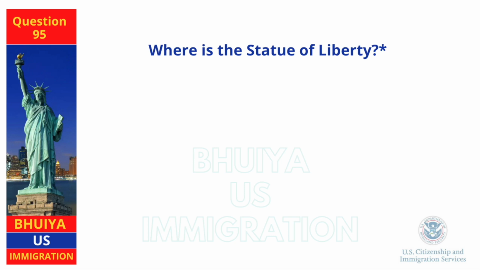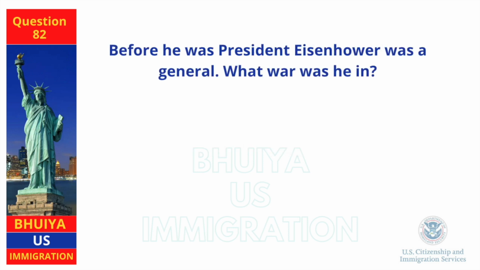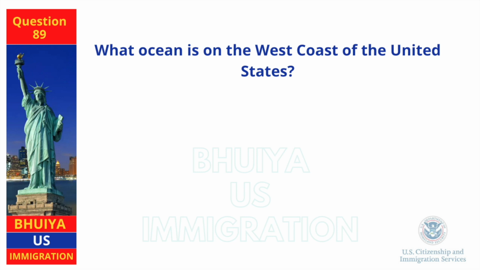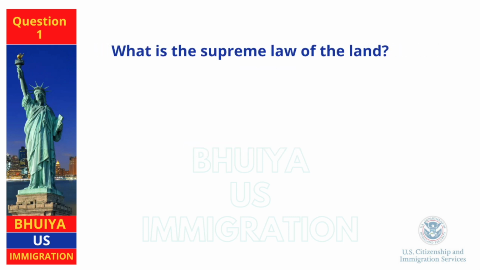Where is the Statue of Liberty? New York Harbor. Before he was president, Eisenhower was a general. What war was he in? World War II. What ocean is on the west coast of the United States? Pacific Ocean. What is the supreme law of the land? The Constitution.